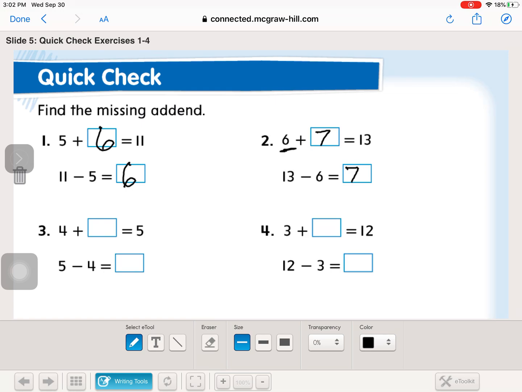4 plus what equals 5? If I add one more, I can get 5. So 5 minus 4 equals 1. That's the difference. 3 plus what equals 12? That's a long way to count up. I'm going to count back instead. 12, 11, 10, 9. So 3 plus 9, and 12 minus 3 equals 9.